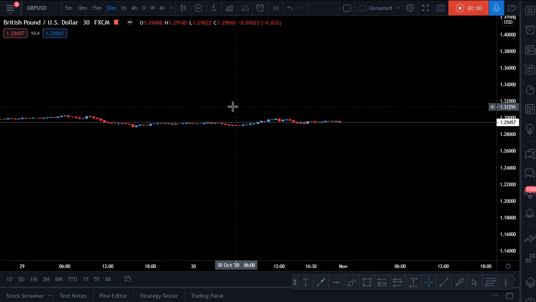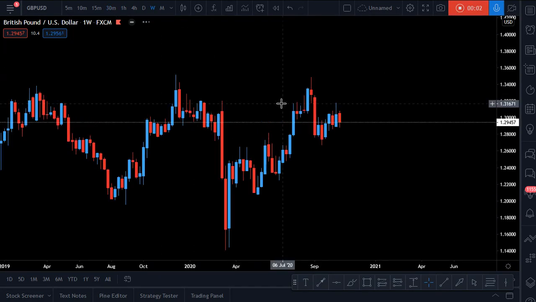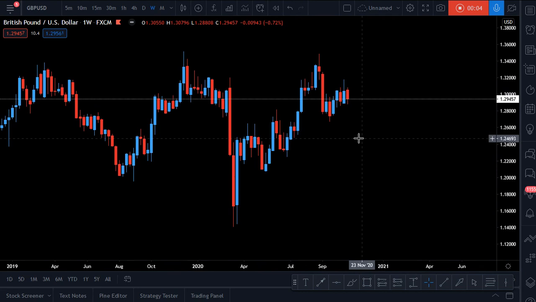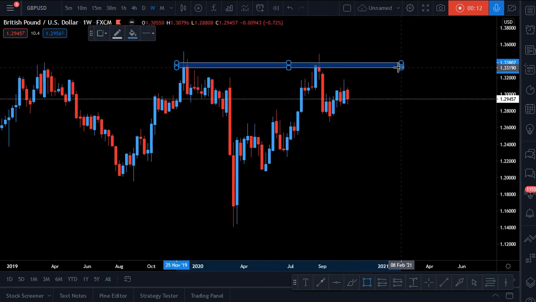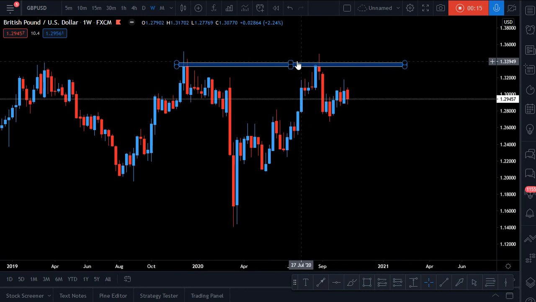GBP/USD. So let's start from the weekly time frame and see what we have. In the weekly time frame, we have a strong bearish momentum right now. As we see here, we have a previous resistance from which price got rejected and then went all the way down. It also broke this previous support as well.